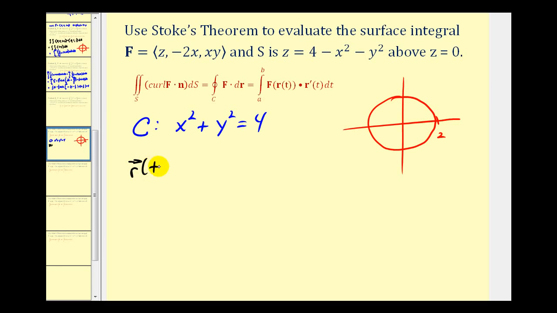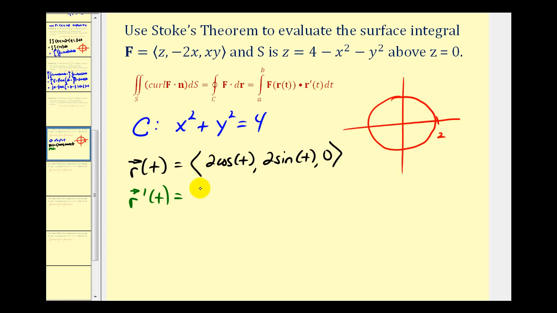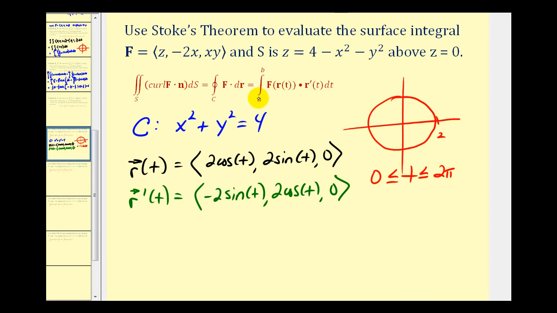So r of t is going to be equal to 2 cosine t, 2 sine t, 0. And we'll also need the derivative. So we'll have negative 2 sine t, 2 cosine t, and 0. And we should also recognize by now that if this is our curve, we know that t will be on the closed interval from 0 to 2 pi. I think we have everything that we need.